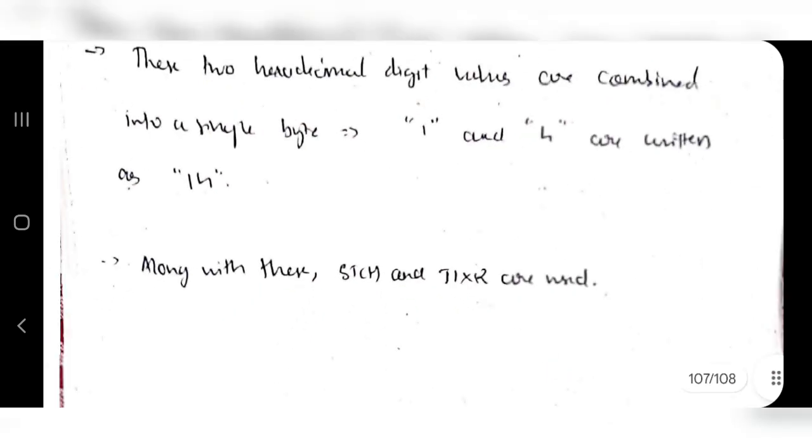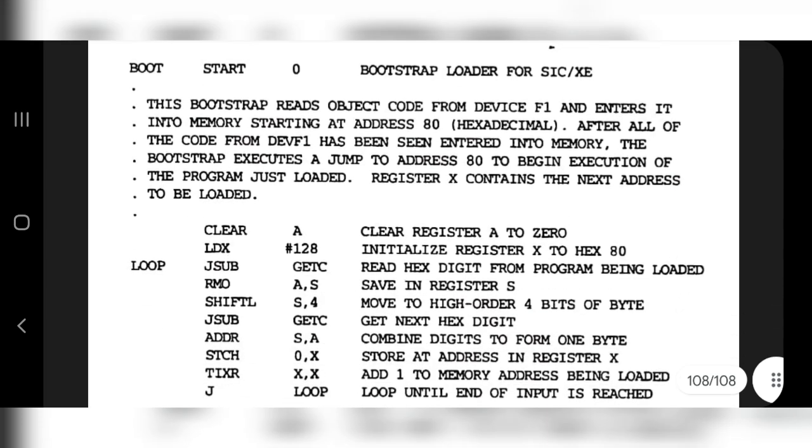Along with that, STCH and TIX are used. TIX is for the increment and comparing operation, and STCH is for storing into indexed memory locations. And if you see the actual bootstrap program here, it's the device code which is read from the device F1 and enters into the memory. After that is done, the next address will be loaded.